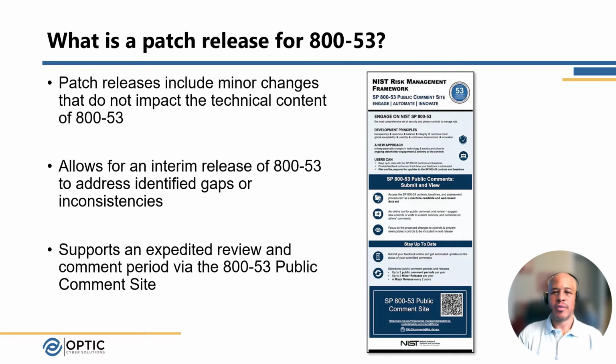So, what is a patch release with respect to 853? It's essentially a minor change that doesn't impact the technical content of 53 generally. It does allow for an interim release of 53 as opposed to a major release. Those releases will be published to the Privacy and Cybersecurity Reference Tool. It also allows for exports of JSON and CSV. And it typically supports an expedited comment review period outside of the typical 30 to 60-day review for patch releases.